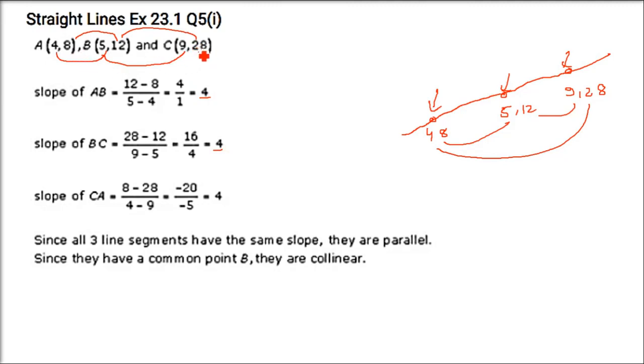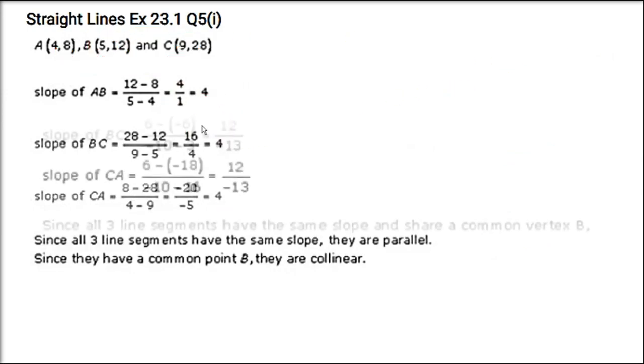Now coming to A and C. 8 minus 28 you can do, or you can do 28 minus 8, doesn't matter. So 8 minus 28 by 4 minus 9, again you are going to get 4. So the three line segments have the same slope. They may be parallel, but there is a common point. The slopes are equal, that means they can be parallel also, but because there is a common point, B is common for all these three line segments, that's why these three are collinear.